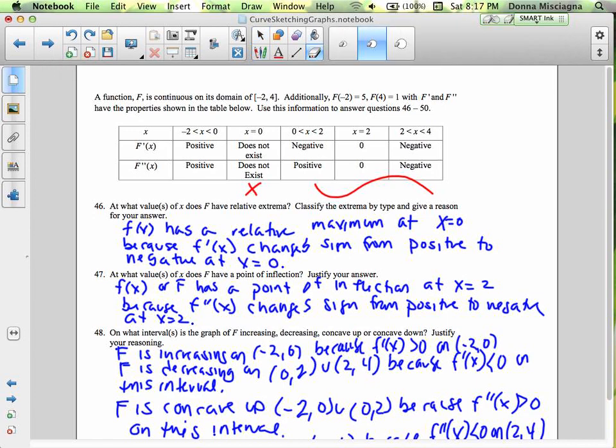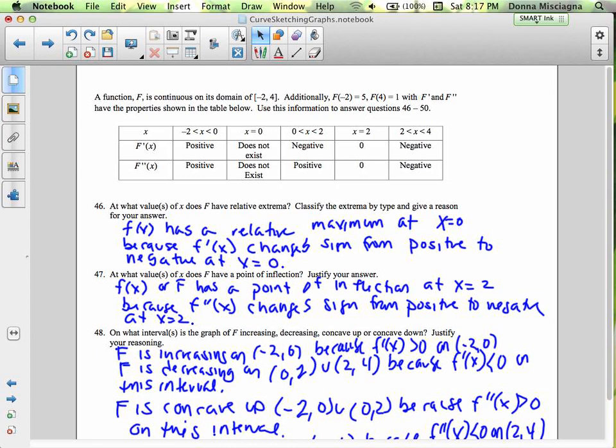So you should be able to interpret where there are inflection points just given the sign of the first and second derivatives. You should be able to find maxes and mins and inflection points. So f of x has a point of inflection at x equals 2, because f double prime of x changes sign from positive to negative at x equals 2. On what intervals is the graph of f increasing, decreasing, concave up, or concave down? Justify your reasoning.